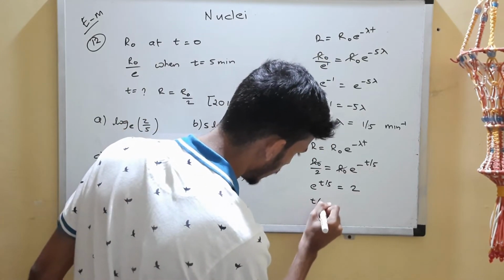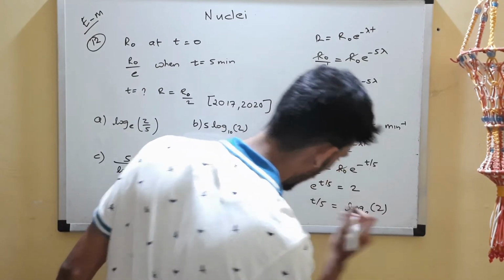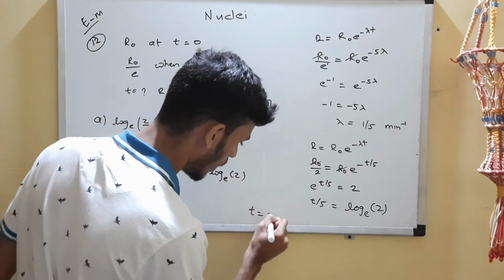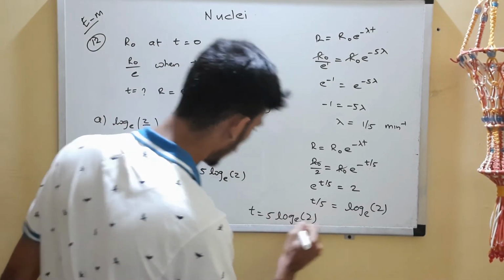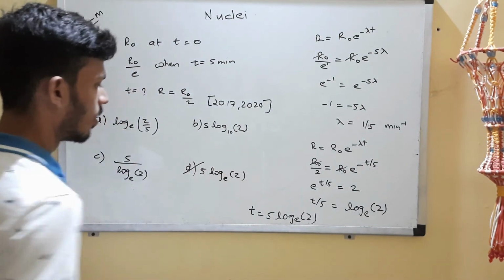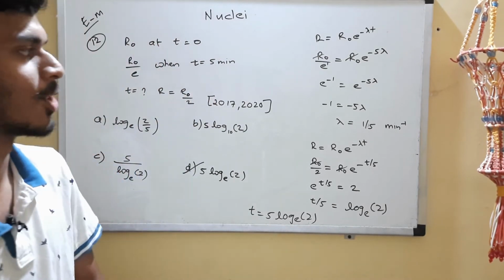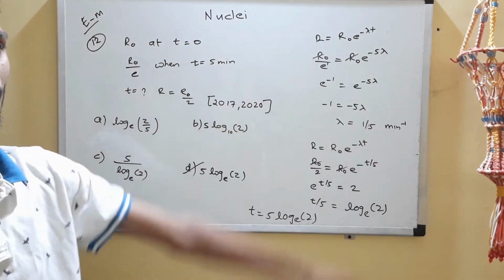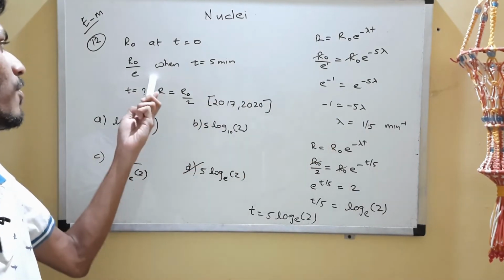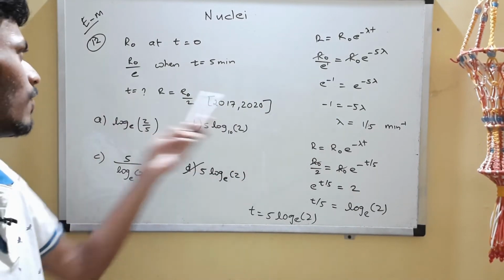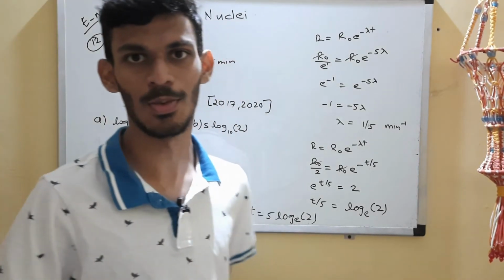Now take log: t by 5 will give you log to the base e of 2, and t will be simply 5 into log to the base e of 2. So option D, 5 into log to the base e of 2, is the correct choice over here. So it's a simple use of your equation of activity two times, first to find lambda from this data and second to find t from this data. Let's move to the next question now.